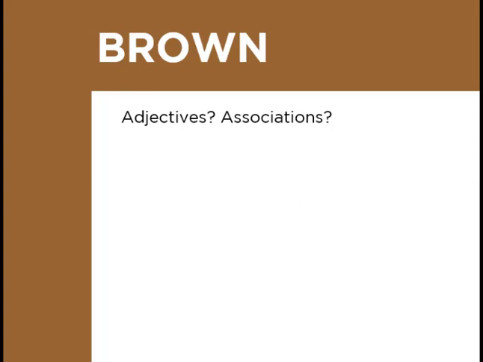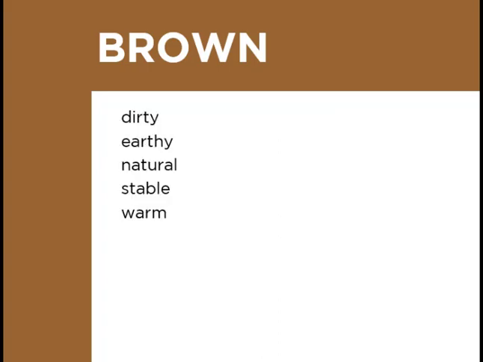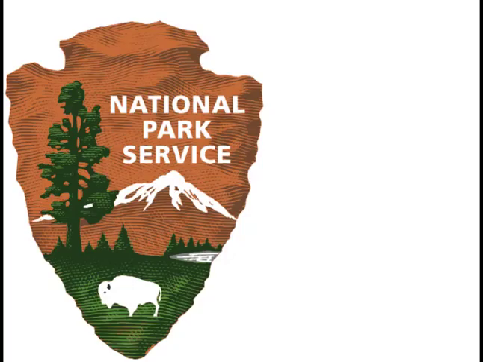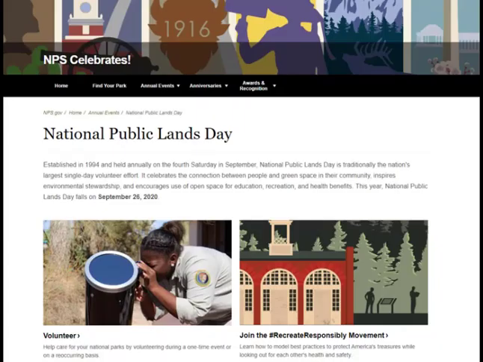How about brown? What adjectives or associations does brown bring to mind for you? Not surprisingly, brown is often described as dirty, but also earthy, natural, stable, and warm. One of UPS's trademarked expressions is, "What can brown do for you?" And they leverage the brown from their logo across web materials, print documents, uniform and truck colors, signage, and much more. The logo of the National Park Service is brown, and they use touches of brown across their web content.